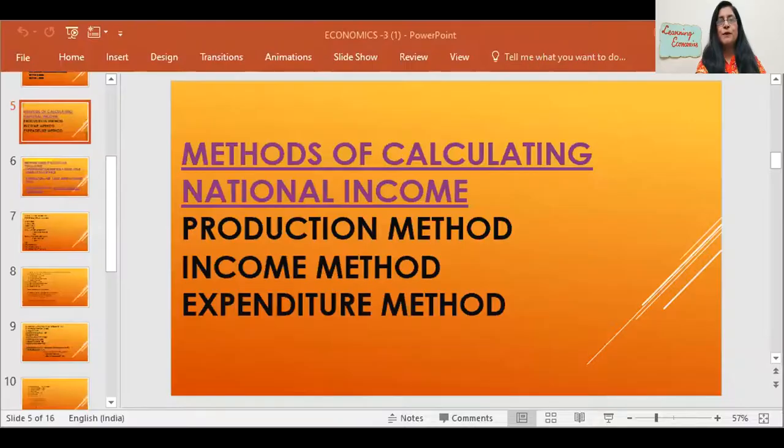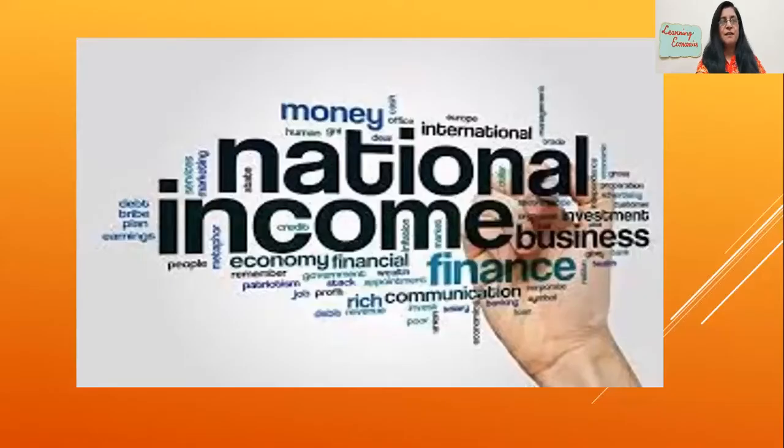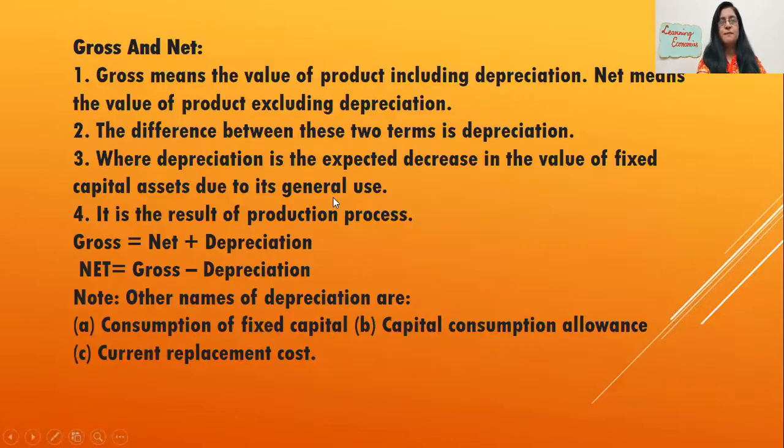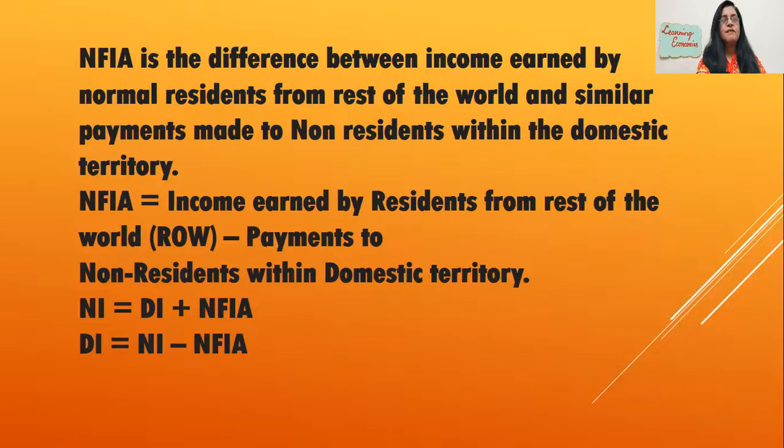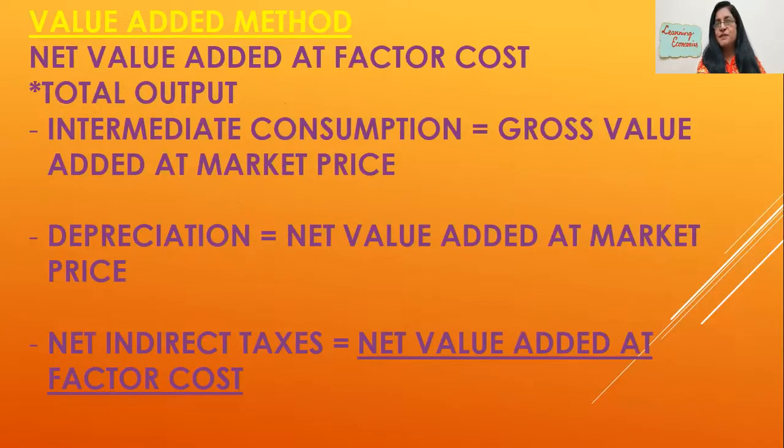First, we want to start with the different types of methods. The first method is the production method, then the income method, and then the expenditure method. We had done all these topics, NFIA and gross and net, and these are the methods of calculating national income: production method, income method, and expenditure method. We had started with the production method and I had told you the steps.